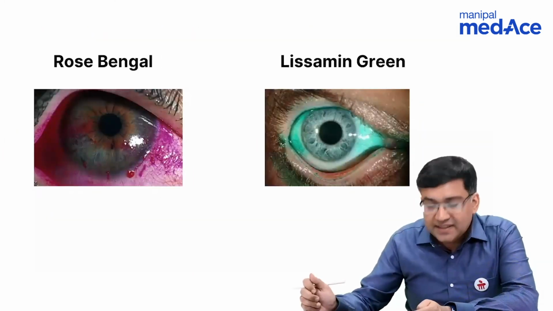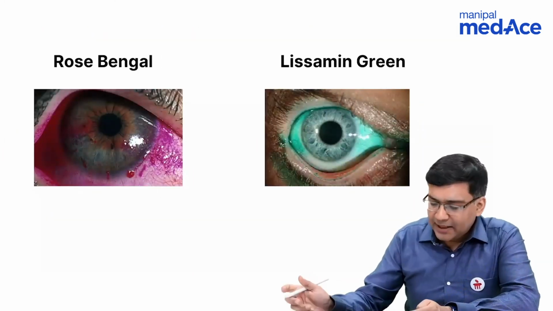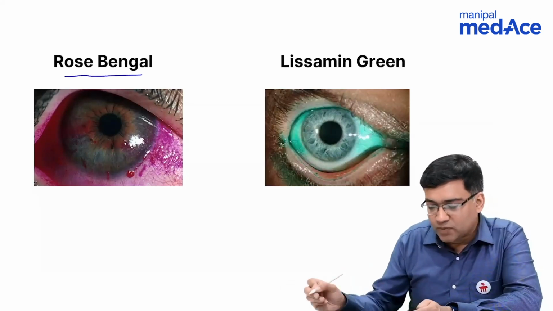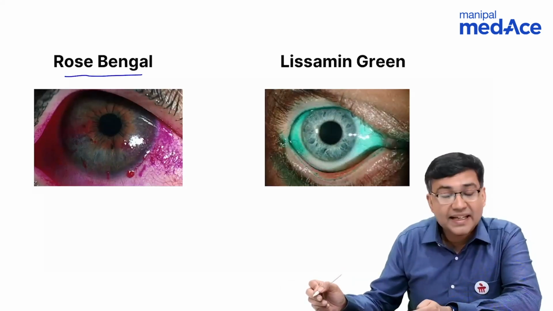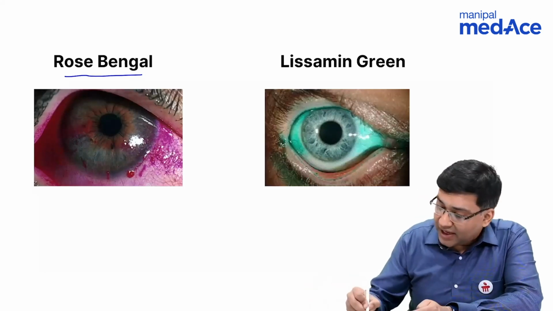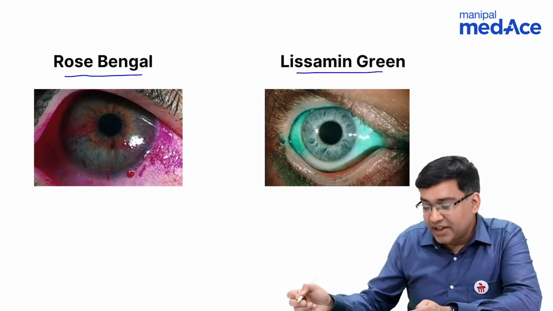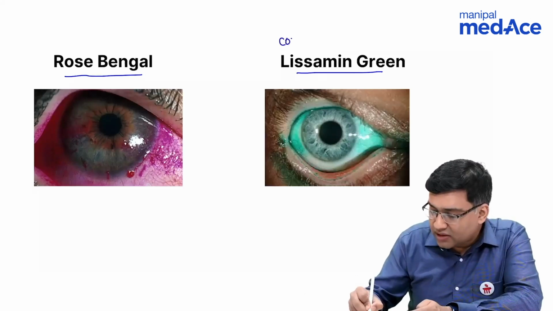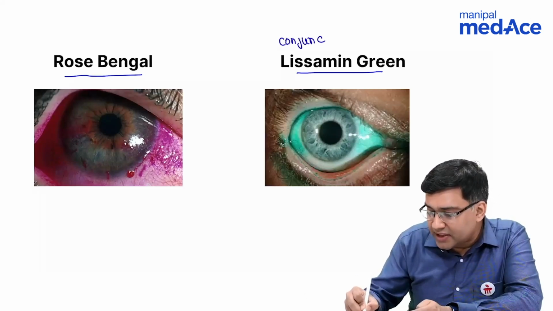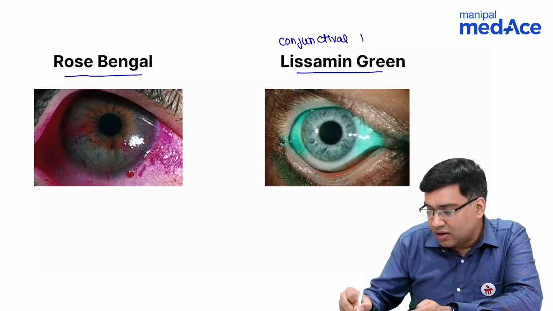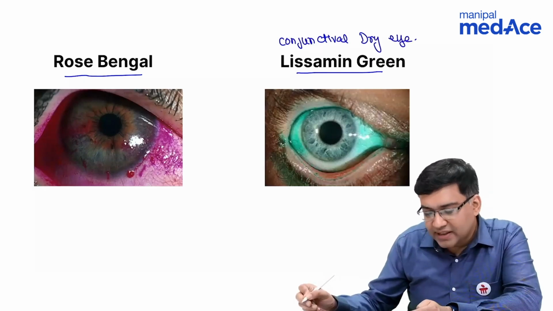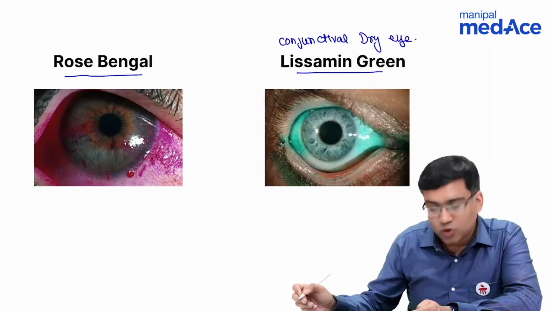Now two more tests which are done where we use the dye. The first one is the Rose Bengal test. We studied about the Rose Bengal when we were talking about the dyes in cornea, and we also have the Lissamine green test, as you can see in this picture, which tells us about the conjunctival dry eye. It is less toxic as compared to the Rose Bengal dye.